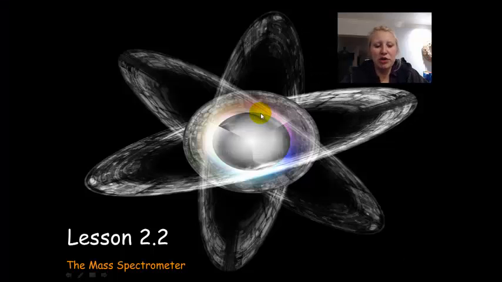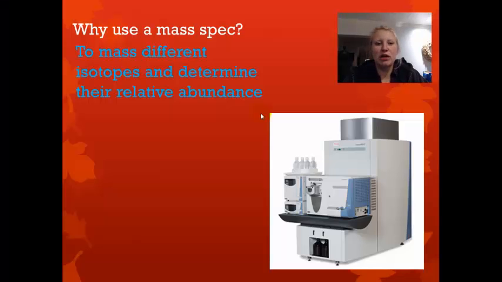This is lesson 2.2, the mass spectrometer. So why do we use a mass spec? A mass spec is a really big machine that's used to mass different isotopes and determine their relative abundance, or their percentage.